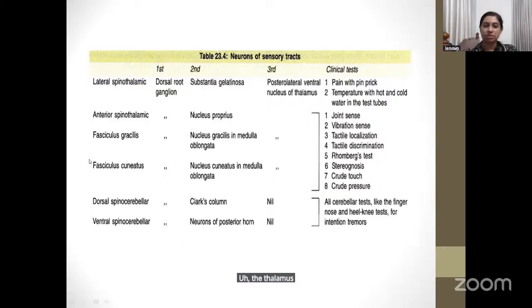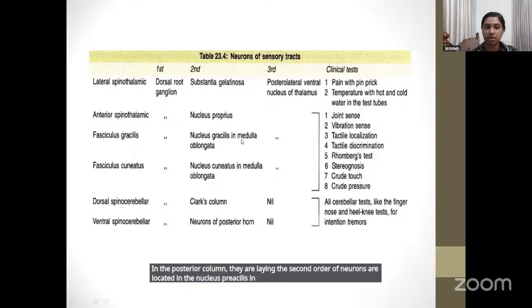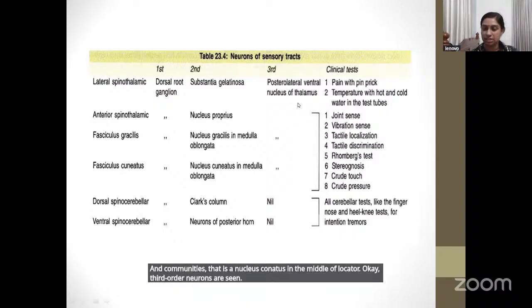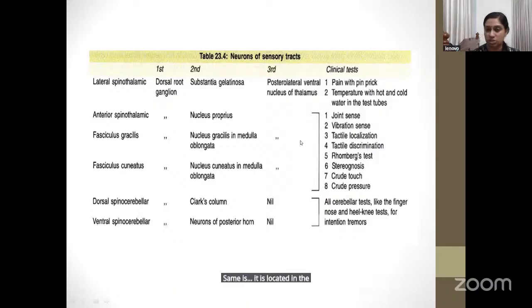Fasciculus gracilis and cuneatus are seen in the posterior column. They relay, and the second order neurons are located in the nucleus gracilis in the medulla oblongata, and the nucleus cuneatus in the medulla oblongata. The third order neurons are the same, located in the posterolateral ventral nucleus of the thalamus.